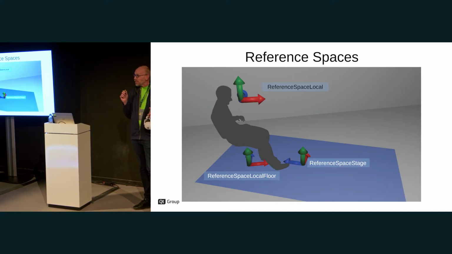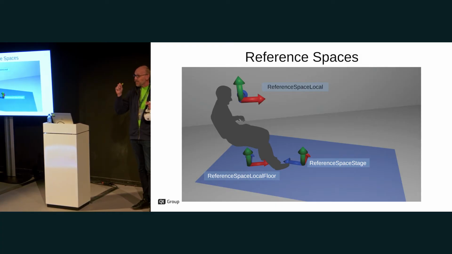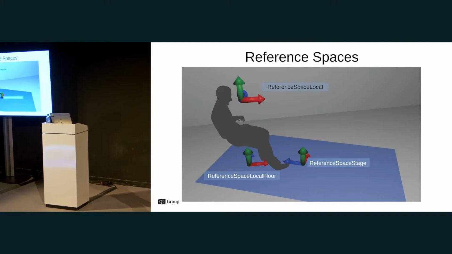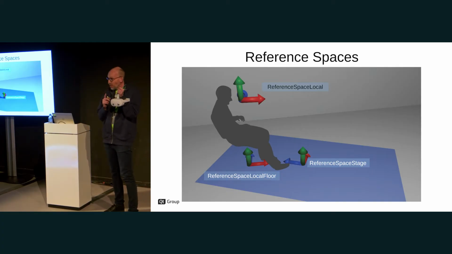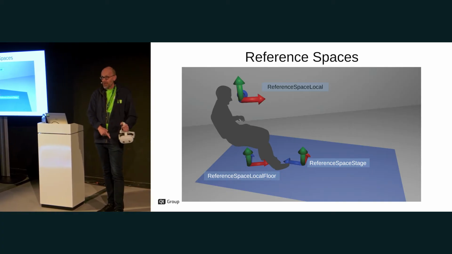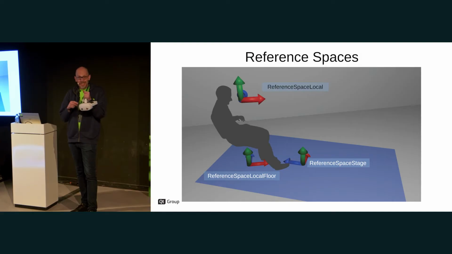And the other difference is that the stage reference space is set when the user maps out their safe area. It doesn't change when you reset the view. The local and local floor reference spaces, they will change when the user resets the view.